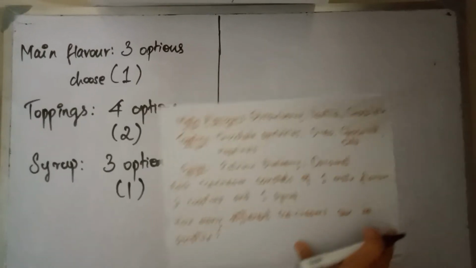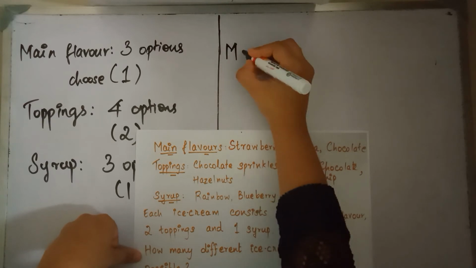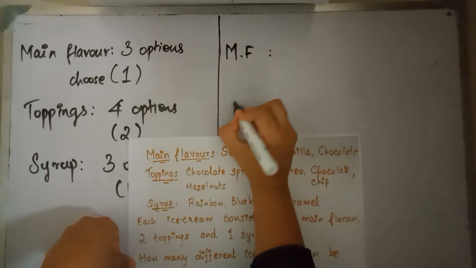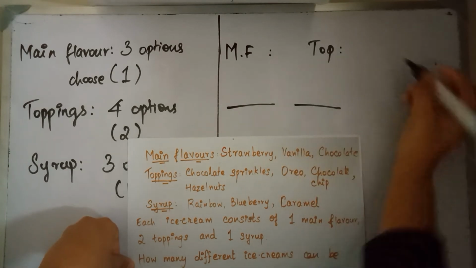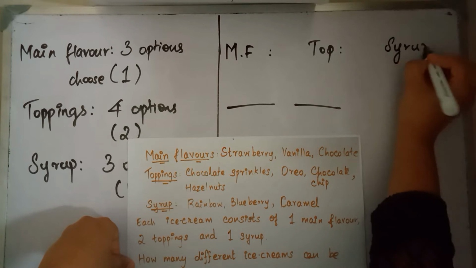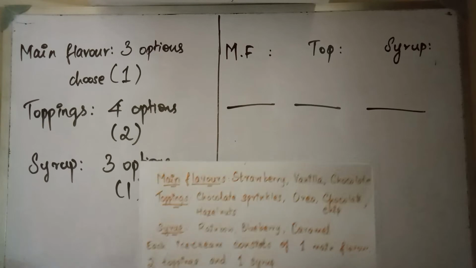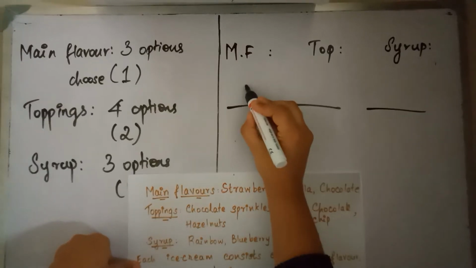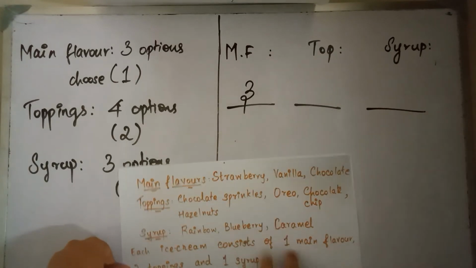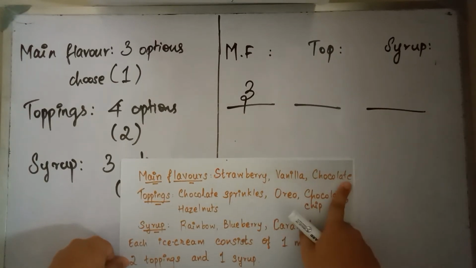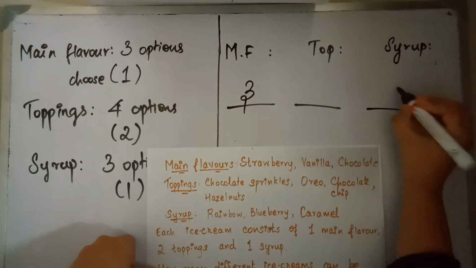Okay, so how many different combinations of ice cream are actually possible? This is main flavor. This is toppings. This is syrup. So in main flavor, we have 3 different options. We can either choose strawberry, vanilla or chocolate. Let's look at syrup. In syrup also, we have 3 different options.